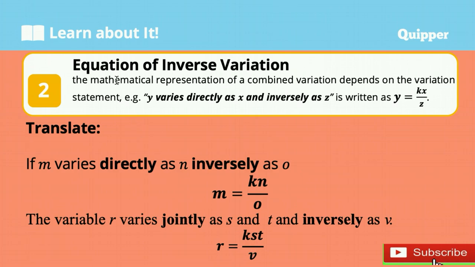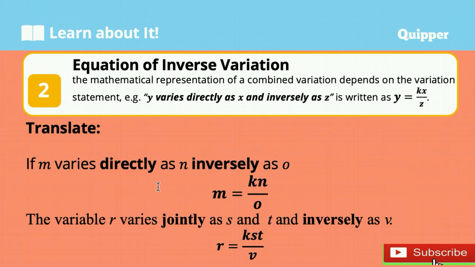Okay, the equation of a combined variation. It is the mathematical representation of a combined variation, which depends on the variation statement. For example, the statement y varies directly as x and inversely as z is written as y is equal to kx over z, where k is the constant of the variation.